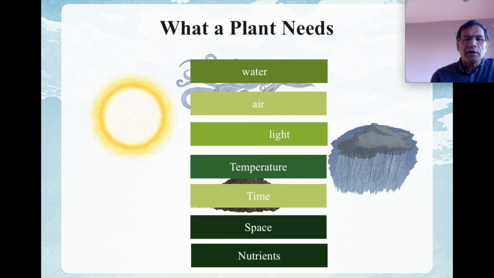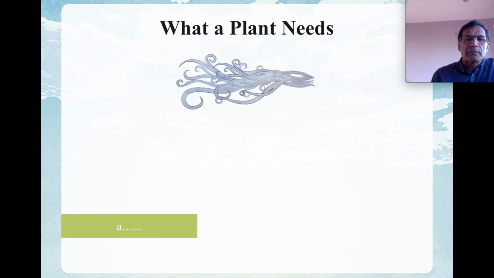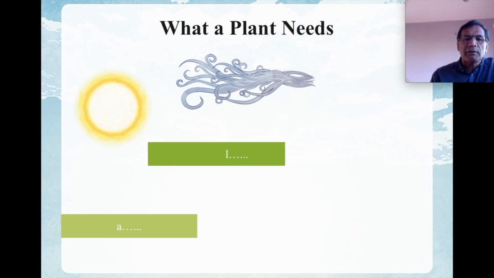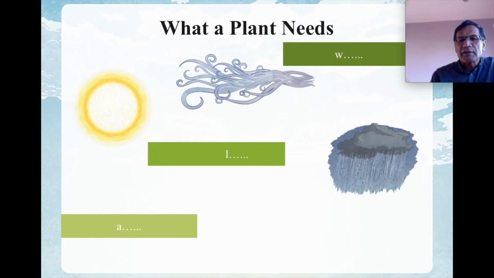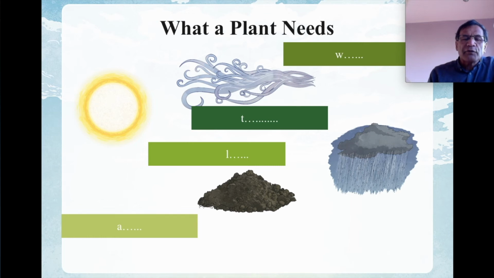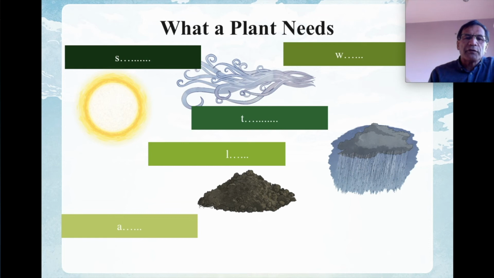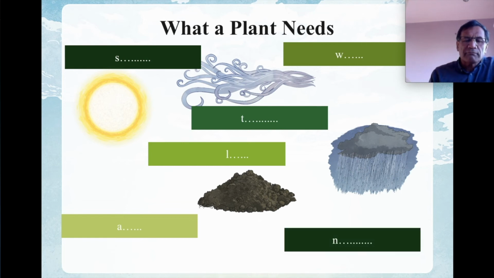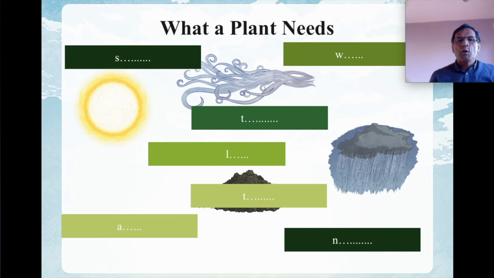Right, you've got a bit of a test coming up right now. So, what does a plant need to grow well? Starts with the letter A. Remember, you can pause the video when you like. Starts with the letter L. What a plant needs to grow well. The letter W. This is all revision, isn't it? Recapping stuff that you've done before. We've got T. We've got S. We've got N. And we've got the letter T. What do plants need to grow well? So we can spell it as WALTZ-N. So you know you can pause the video when you want to. I'm just going to continue.